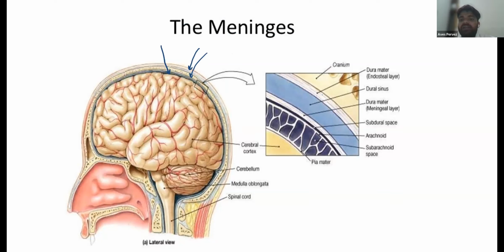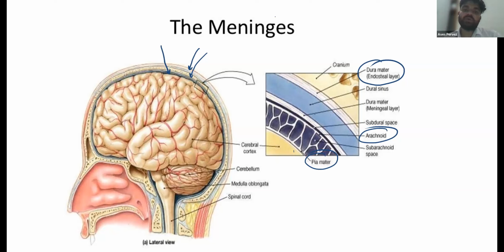The names of these layers: the outer layer is called dura mater. The inner layer is called arachnoid. And the third layer is called pia mater. So these are the three layers: the outer layer, then the middle one, and then the innermost one.